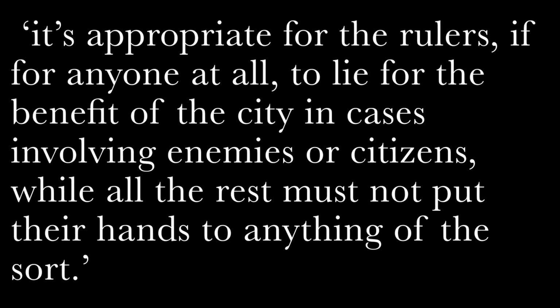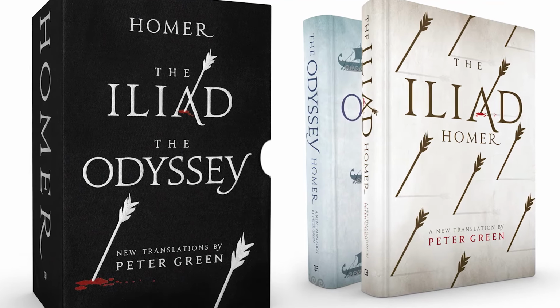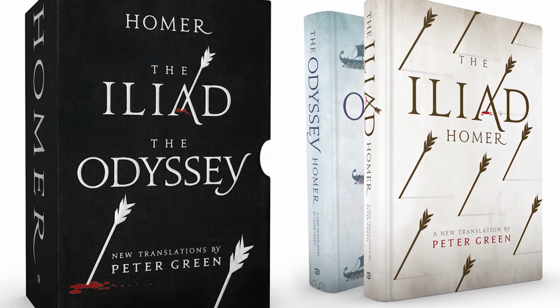We're told in the Republic that it's appropriate for the rulers, if for anyone at all, to lie for the benefit of the city in cases involving enemies or citizens, while all the rest must not put their hands to anything of the sort. And so he culls Homer. He gets rid of the Iliad and the Odyssey and other works of the great classic Greek texts. And that's because these texts show protagonists as, in places, having the vice of cowardice, for example.